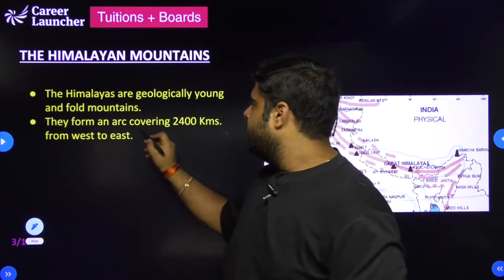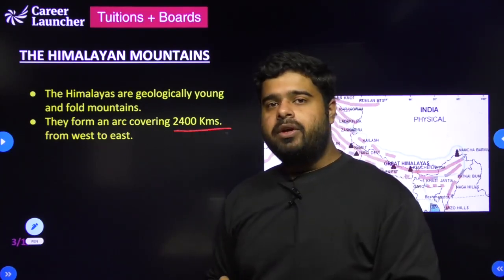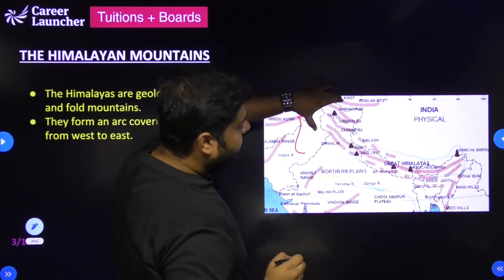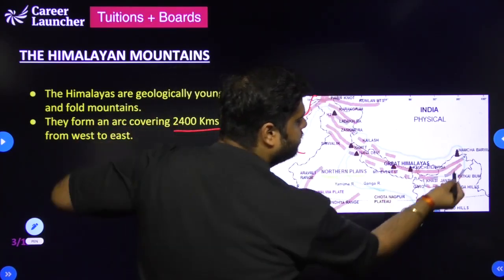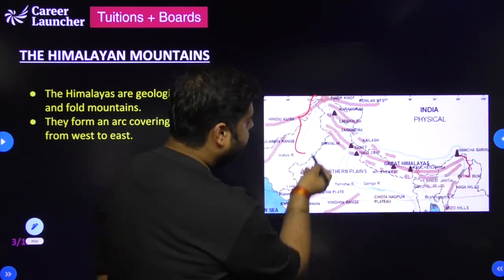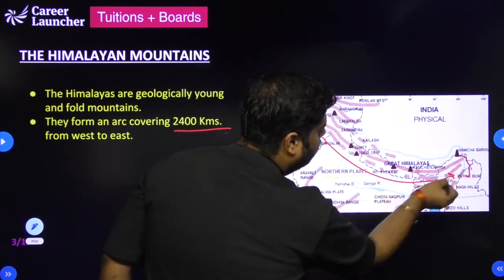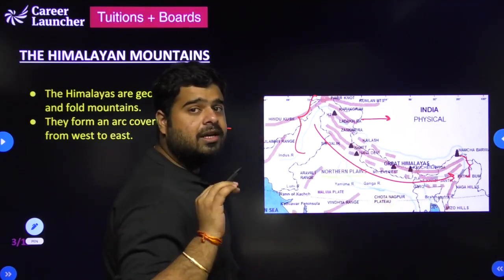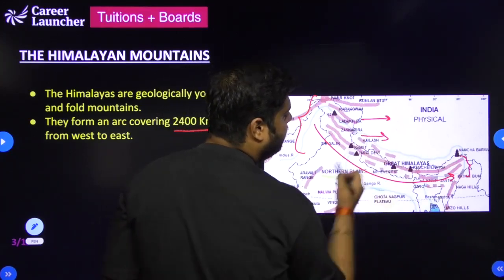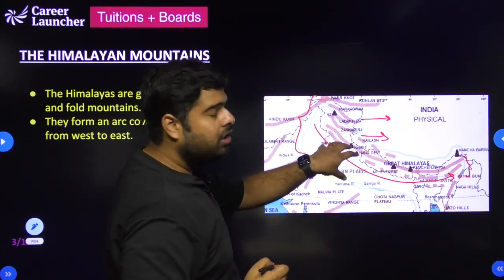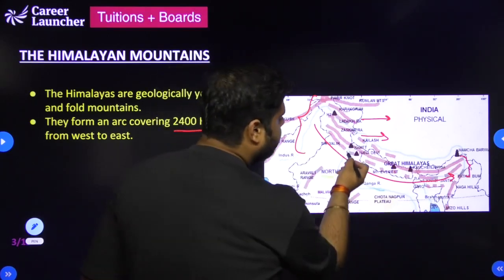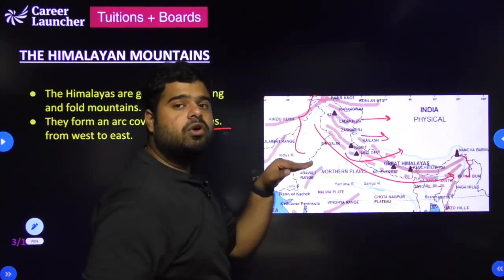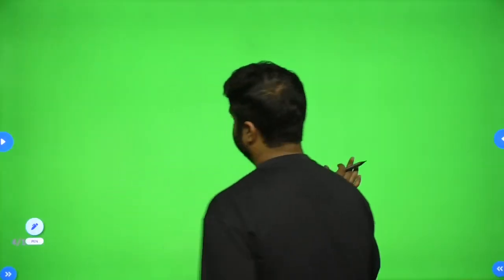Okay, so they have a total length of 2400 kilometers. From the map, we can see that the width of the Himalayas is much wider in the north and very narrow in the eastern part, and this is the arc which the Himalayas follow. The area in Jammu and Kashmir is called the higher Himalayas. The area in Himachal Pradesh is called the Himadri or the middle Himalayas. And the area which lies in Uttarakhand, Assam and Arunachal is called the lower Himalayas or the Shivaliks.